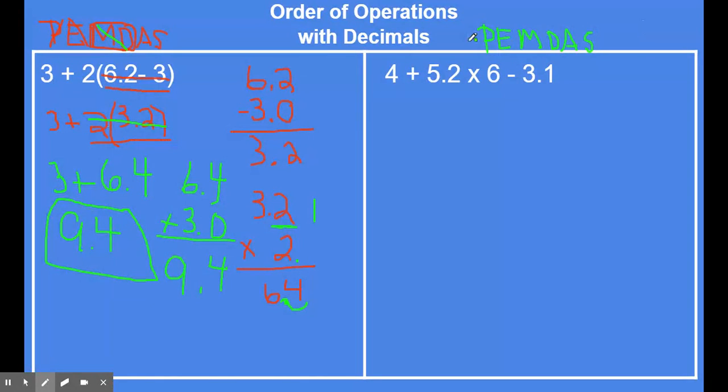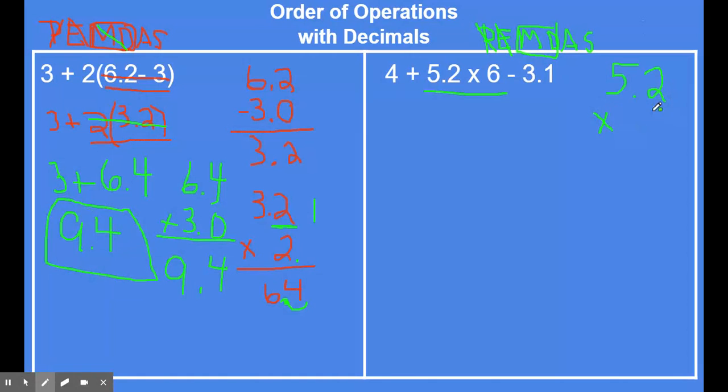Okay, so first step, are there any parentheses? No. Are there any exponents? No. Is there any multiplication or division? Yes, right here. So if I'm doing multiplication or division of decimals, I've got to remember my rules. So I'm going to do 5.2 times 6.